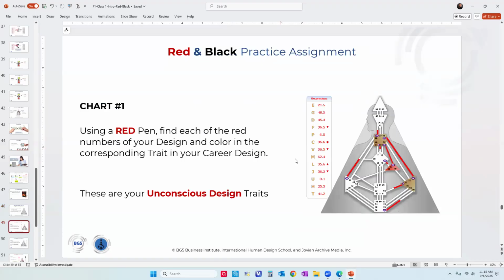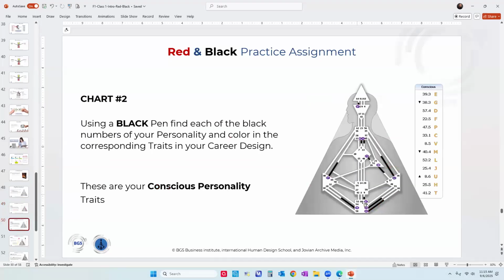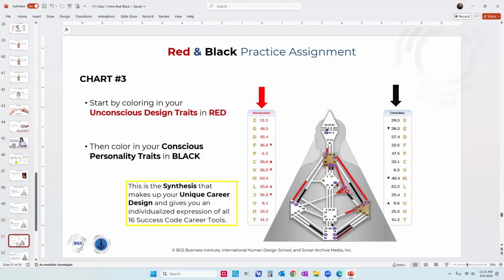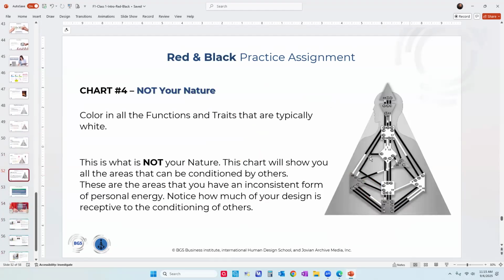So this is just the example of chart 1. You're going to use a red pen to go through and highlight all the reds, and you'll want to note what functions you also have defined. And then chart 2 would just be the black, right? And then chart 3 would be the red and black, so the synthesis of your design. And then in chart 4, this image is in black and white, but you could use a different color, and show where all of your openness is in your design.